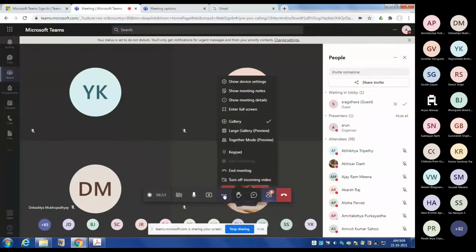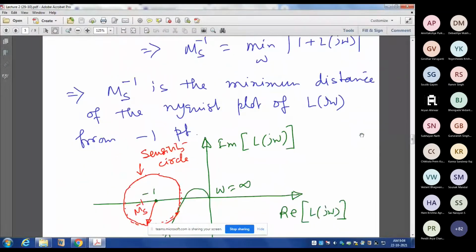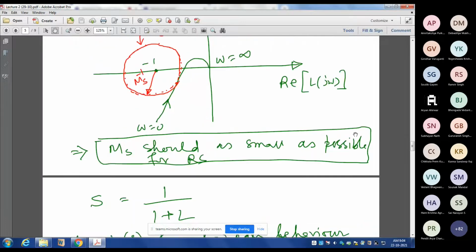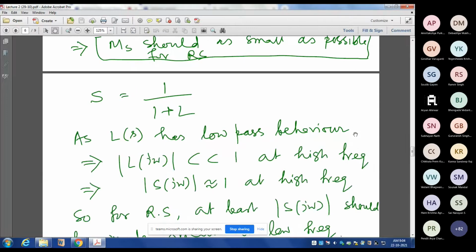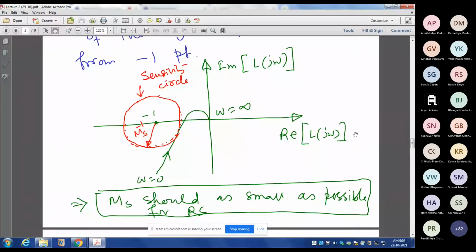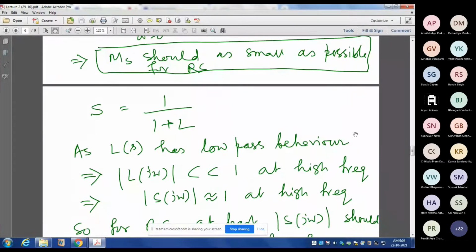Okay, so in the last class we were discussing the role of sensitivity in robustness study against parameter variations. We saw that the peak of the sensitivity plot, or MS, should be as small as possible in order to have good robustness against parameter variation.